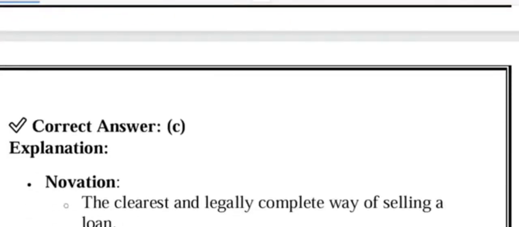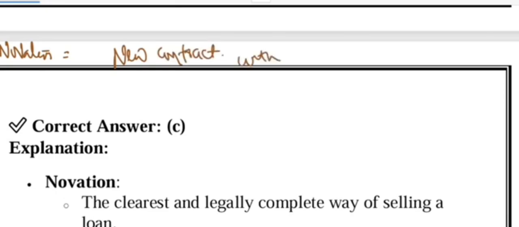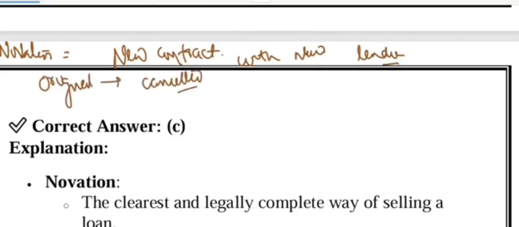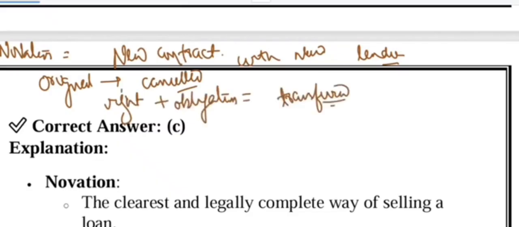So let me summarize what we learned from this discussion. Whenever you see the word novation, it is a new contract with a new lender. The original agreement is cancelled. Both the right and the obligation are transferred. Remember, the right is also transferred, the obligation is also transferred. And here, borrower consent is required.